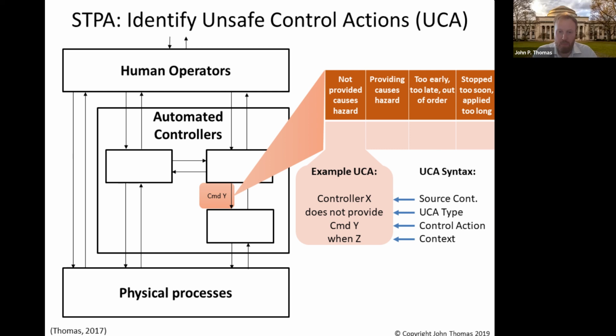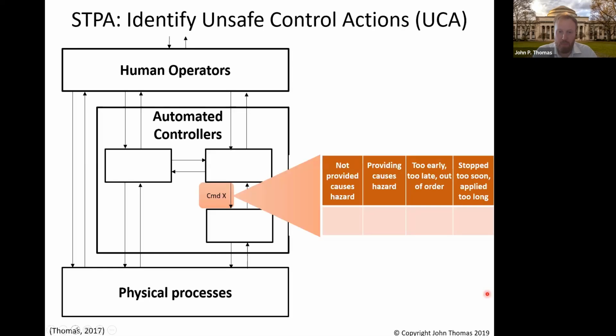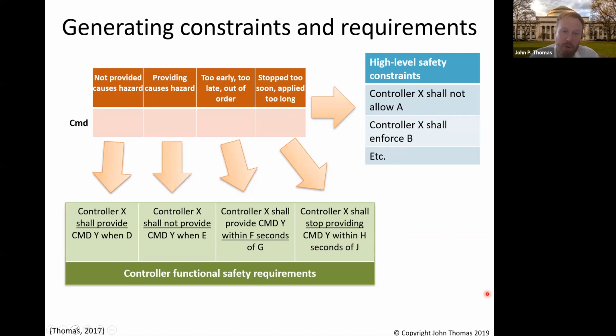So we went over the 4 categories of unsafe control actions that we use to guide this step of analysis. Once we identify how these control actions can be unsafe, we can immediately, we're not even done with the process, but we can immediately get some requirements. And the requirements look like this. Controller X shall provide command Y when D.